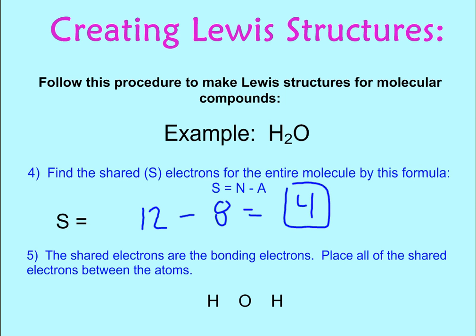Place all of the shared electrons between the atoms. Between the atoms is in this region here, literally between them, not up here or down here or over here. Those are not in between the atoms. The red region is in between. So I'm going to place 4 electrons, 1, 2, 3, 4, in between. Remember, each electron pair, meaning 2 electrons, gives you 1 bond.